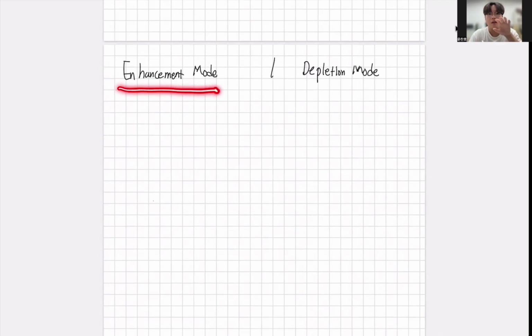Next is the operation mode of the MOSFET. First is the enhancement mode, and second is the depletion mode. We can divide these two modes easily. When the gate bias is zero, the enhancement mode has no channel, otherwise the depletion mode already has a channel.